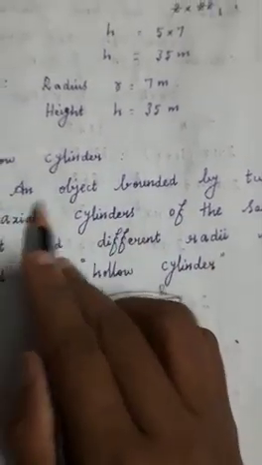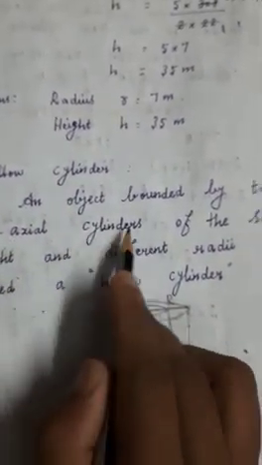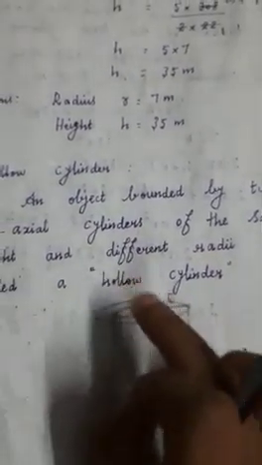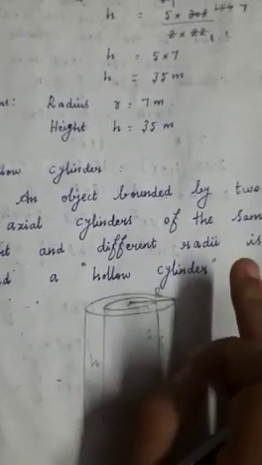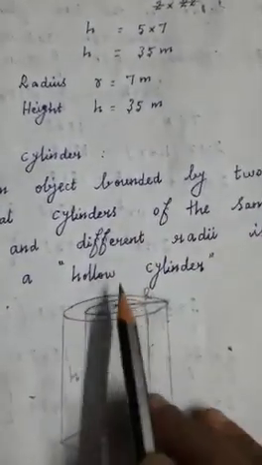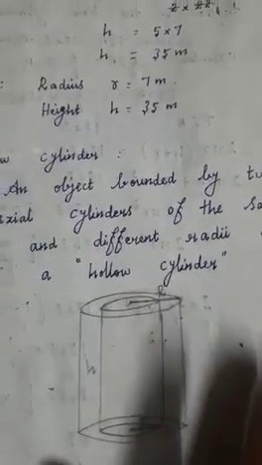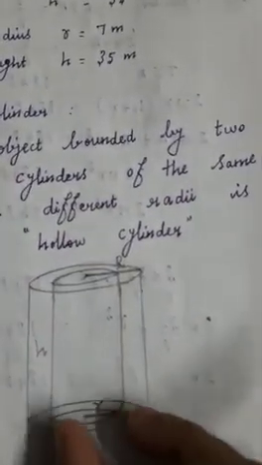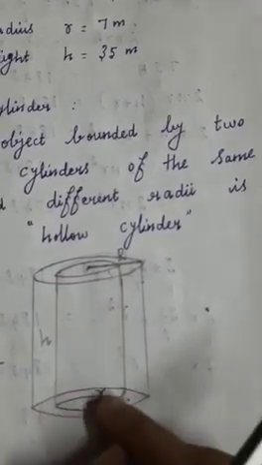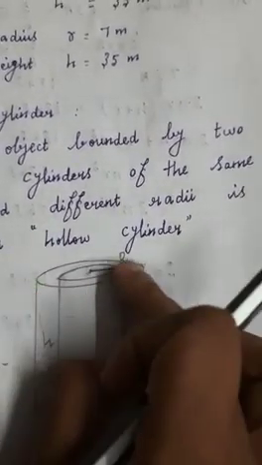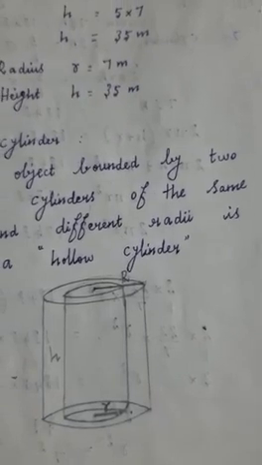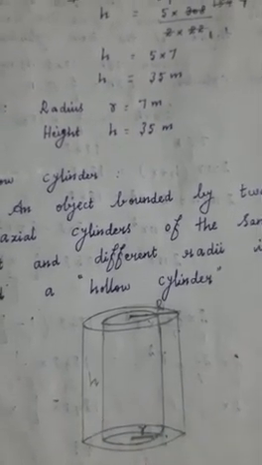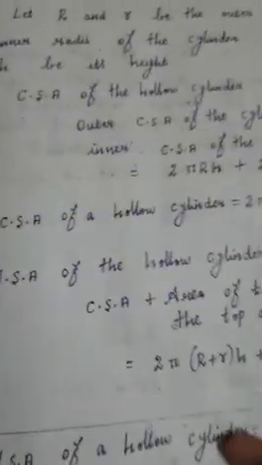An object bounded by two coaxial cylinders, one cylinder inside and one outside, is called a hollow cylinder. The height of the two cylinders is the same but the radius is different. The inner radius is small r and the outer radius is capital R. Now we can see how to derive the surface area formula for the hollow cylinder.